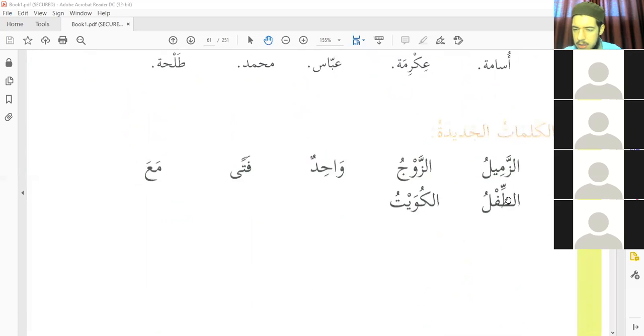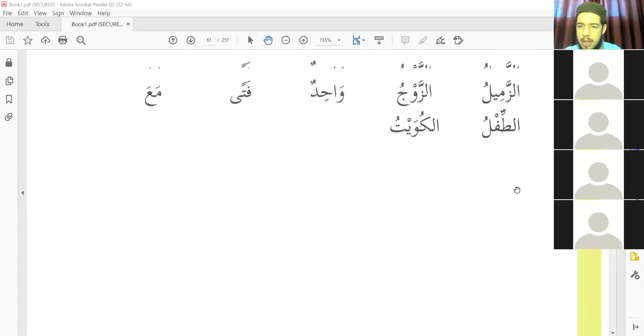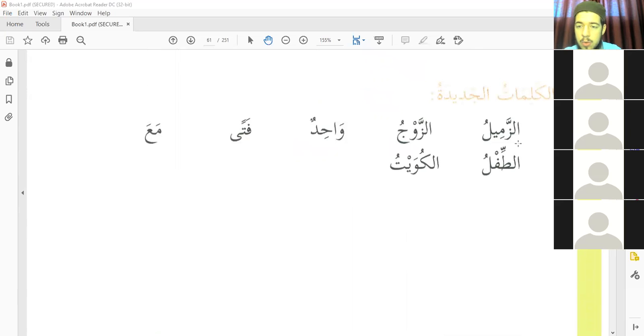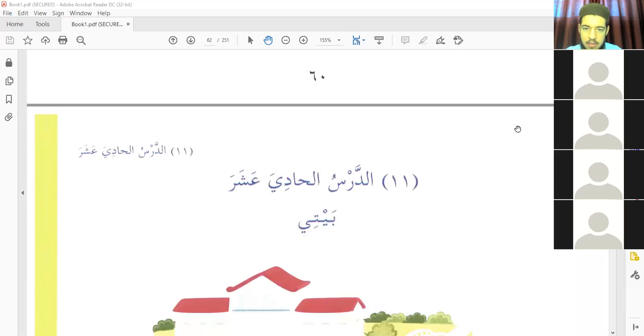And then we just have a little brief recap of our vocab, and that's the end of the lesson. Az-zamilu is a colleague or a classmate. Az-zawju, literally a pair, also a spouse. Wahidun, one. Fata is a young man. Ma'a, with. Al-tiflu, tiflu is a young child. Could be used for a baby or a toddler. Al-Kuwaitu is obviously the country of Kuwait. And that's the end of the lesson.